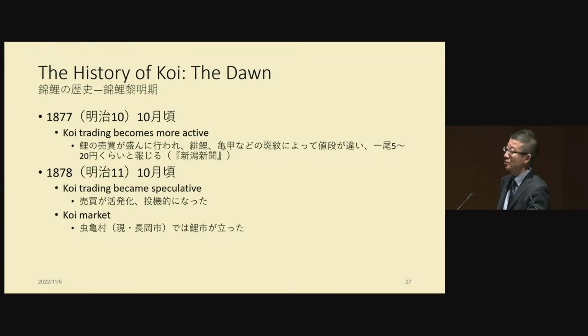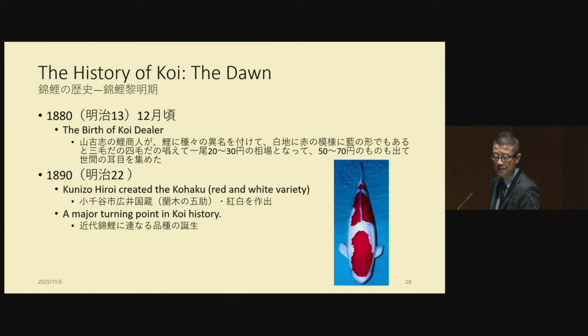That means the history of Nishikigoi goes back further. However, there is no record of that. Maybe 200 years or more of history exists for Nishikigoi. The term Nishikigoi itself was not born around this time. In 1877, depending on the pattern, the prices differed. And the next year, the article says koi trading had become speculative already around this time. So this was the target for trading, and a koi market was born in Mushigame village, which is part of Nagaoka City. In 1880, around this time, koi dealers were born, and they named different koi depending on the pattern, and they started to sell such koi.